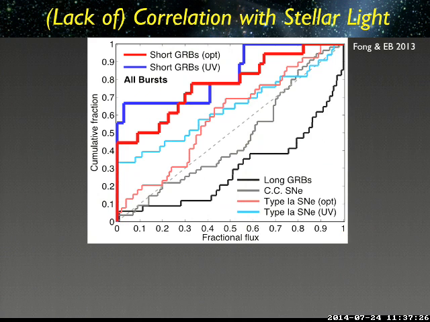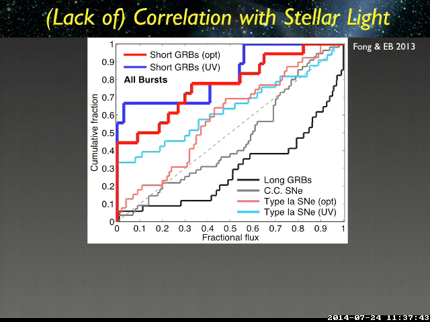We can look at it in another way by making this very complicated diagram. What's shown in this diagram is the cumulative distribution of the relative locations of short GRBs, where by relative location I mean the brightness at the position of the short GRB relative to the rest of the galaxy.